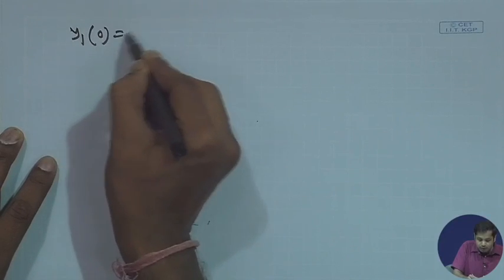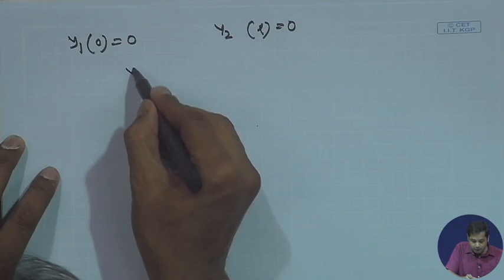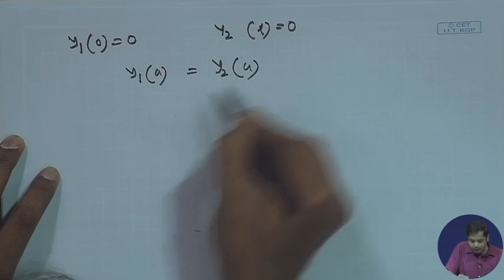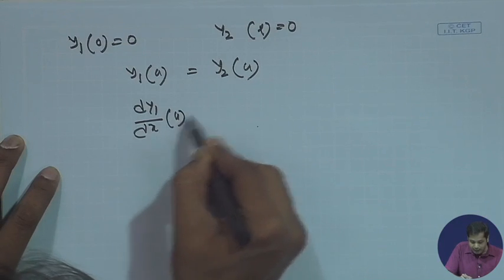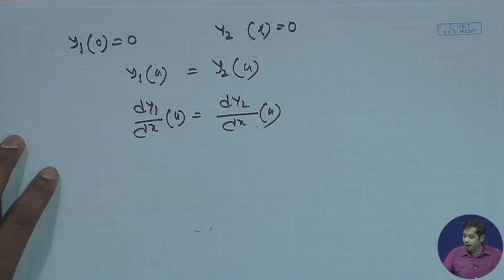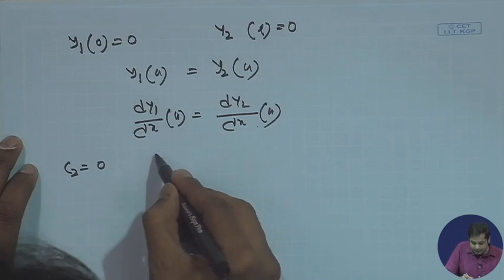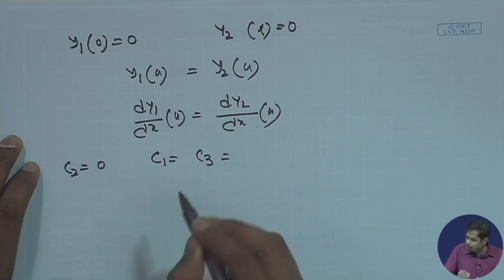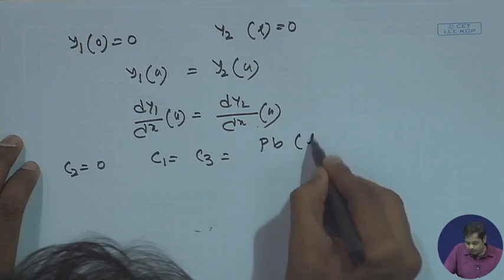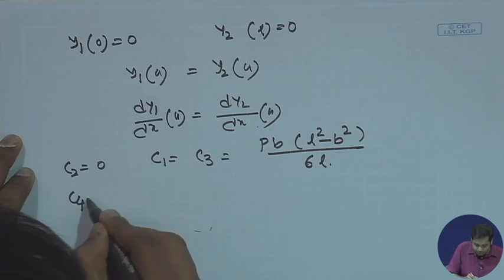So, the total 4 boundary conditions we have are: y1 at x is equal to 0 and y2 at L is equal to 0, and the continuity equations, y1 at A should be equal to y2 at A, and dy1 dx at A should be equal to dy2 dx at A. If you substitute these 4 boundary conditions, you get C2 is equal to 0, then C1 is equal to C3 is equal to Pb(L square minus b square) by 6L, and again C4 is equal to 0.